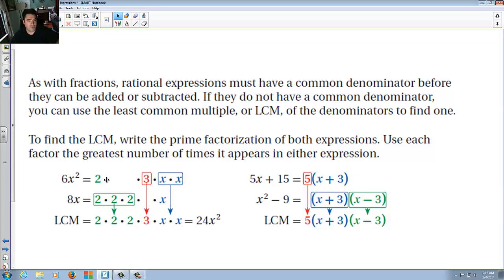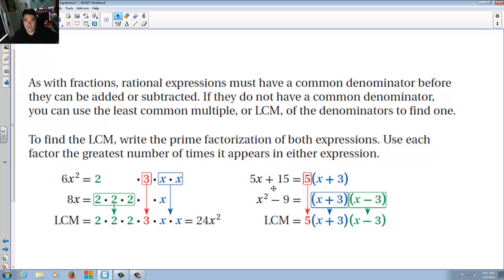Now the least common multiple is combine the best of each one. So here, 1, 2, 3 2's, we'll take the 3 2's. 1, 3, no 3, we'll take the 3. 2 x's versus 1 x, we'll take 2 x's. Add them up, combine them in other words. 2 times 2 times 2 times 3 is 24, and x times x is x squared.